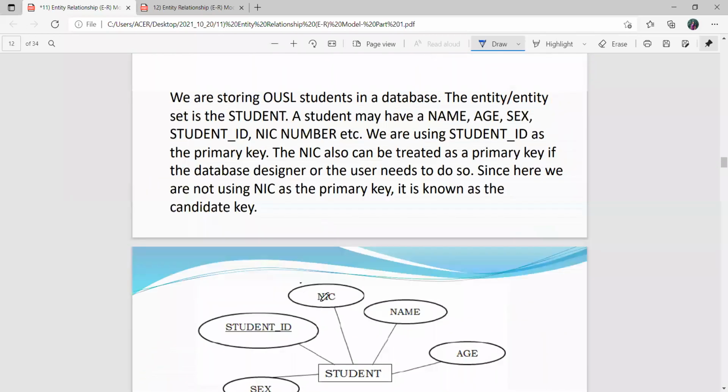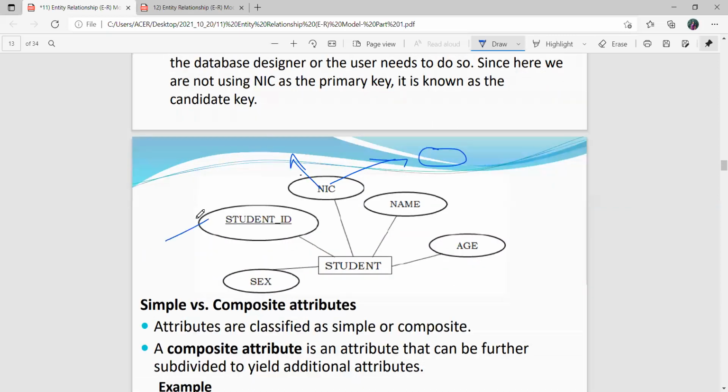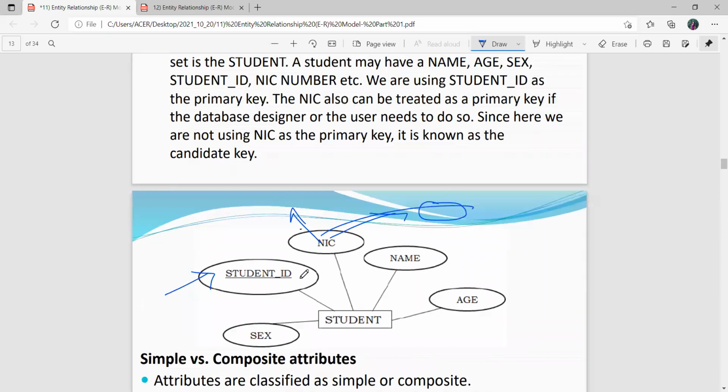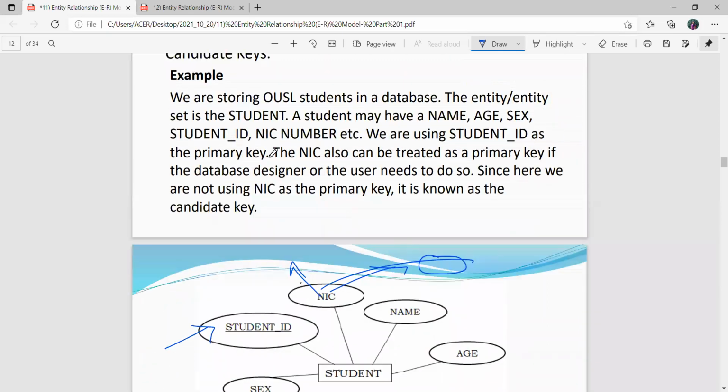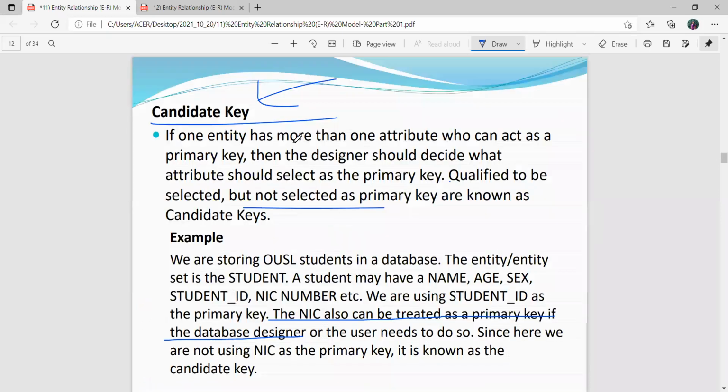So you can see NIC also can be taken as a primary key. So this is a candidate key, but the designer chose the student ID as the primary key. So this is the candidate key of this entity. So the NIC also can be treated as the primary key if the database designer or the user needs to do so. Since here we are not using this NIC as a primary key, it is known as the candidate key. Okay, I think it was clear now.